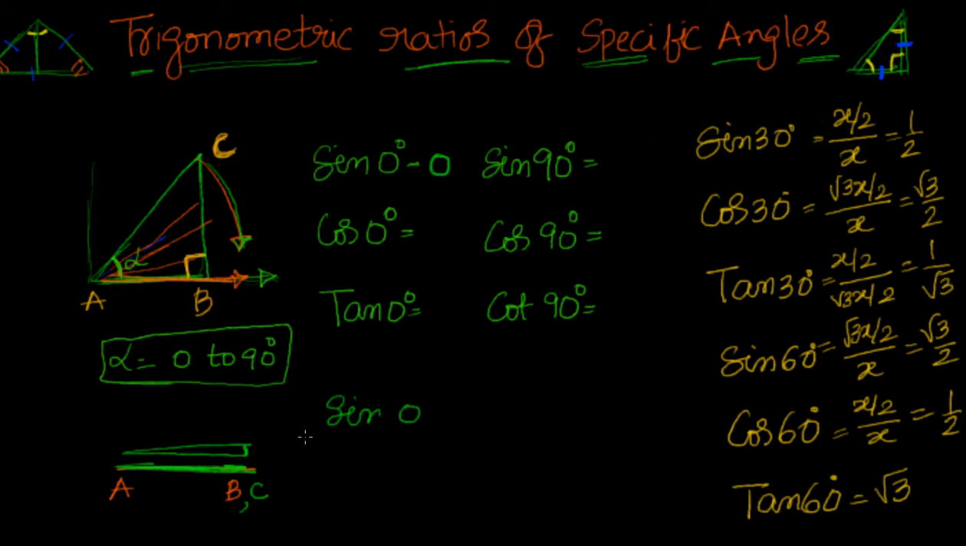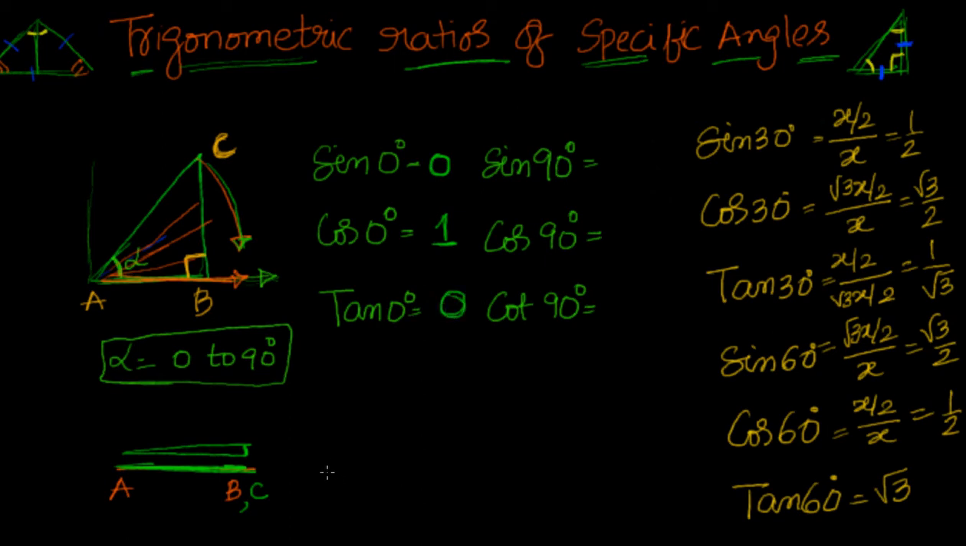Are you with me or not? I wish you are, but I will explain again once I am done with everything. Similarly, if you take cos 0, you see that the hypotenuse is coinciding with the adjacent side. That means both are becoming equal, so this becomes 1. If I take tan 0, sin 0 by cos 0 is equal to 0.